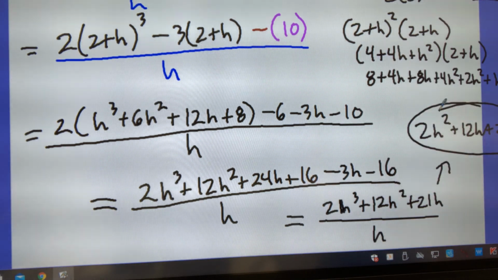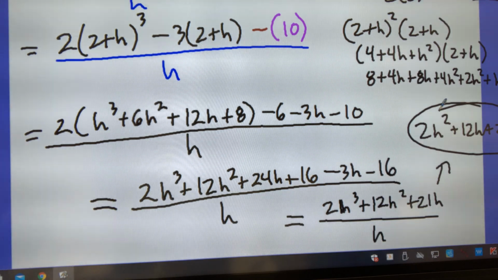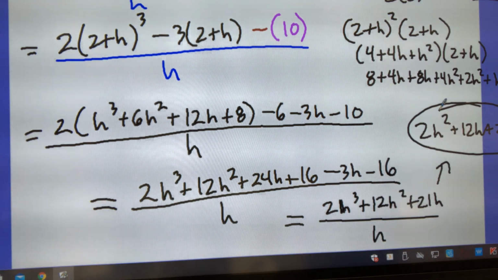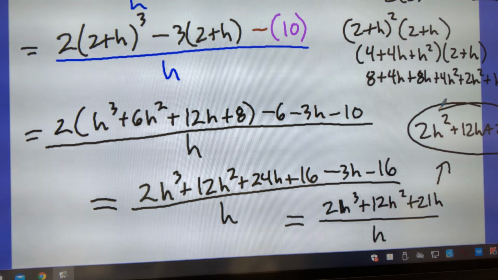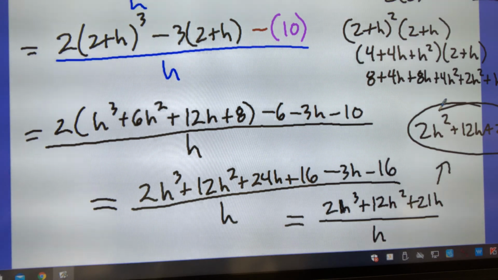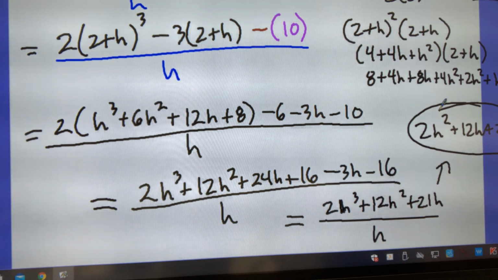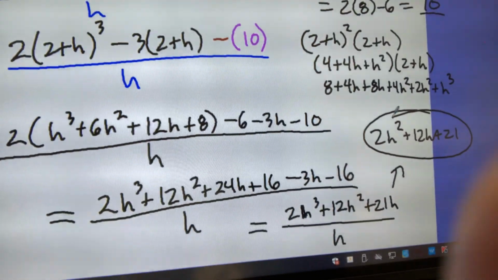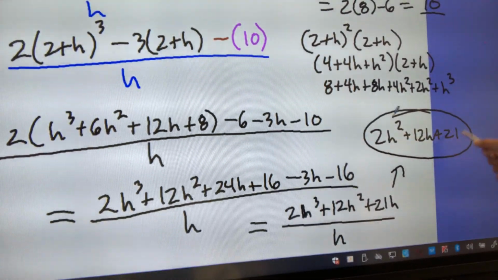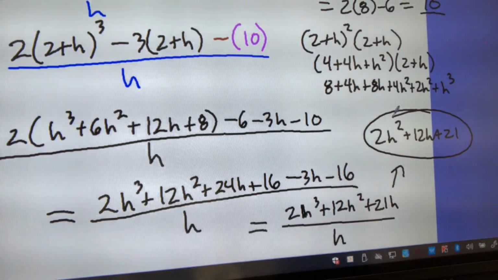Which, let's see, plug a 2 in there. That looks good. Yep. Awesome. 2h squared plus 12h plus 21. A lot of work to be shown on that one.